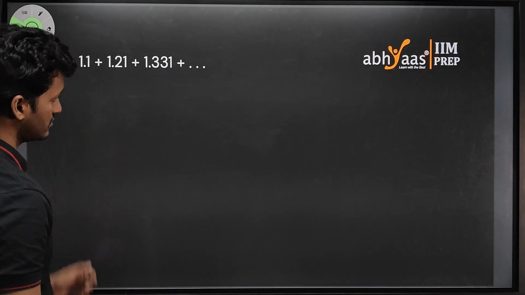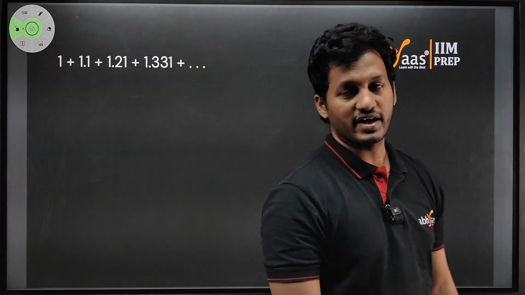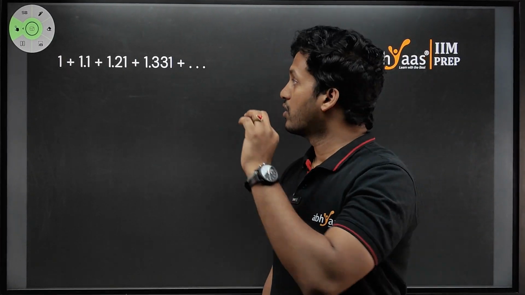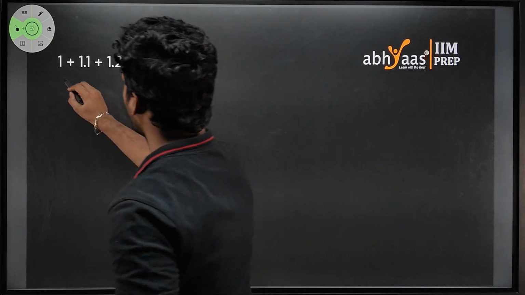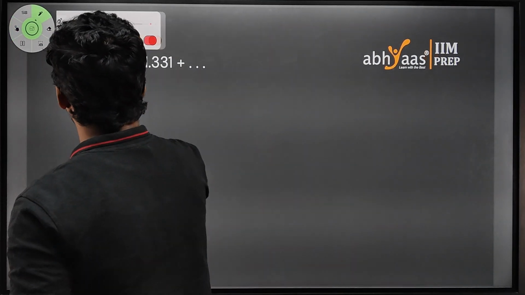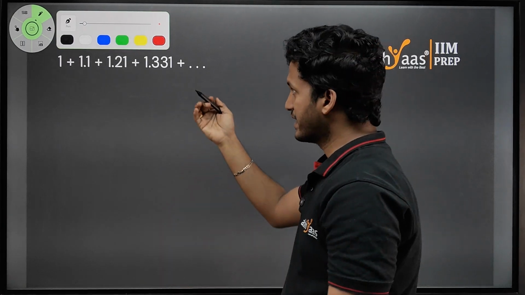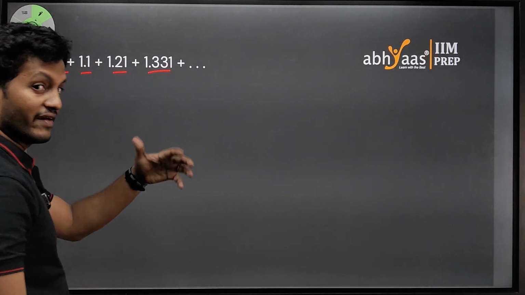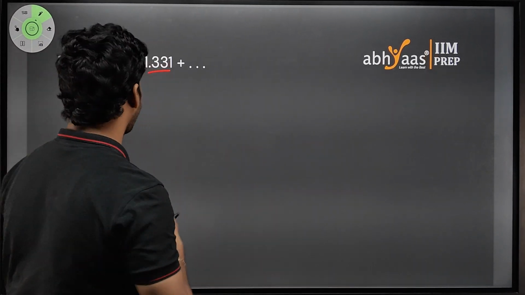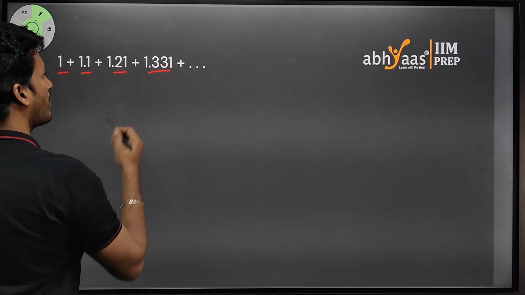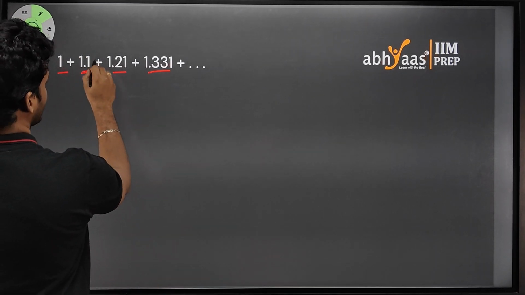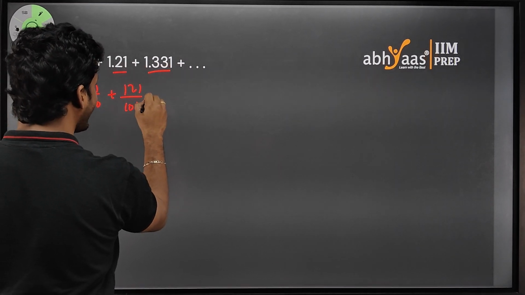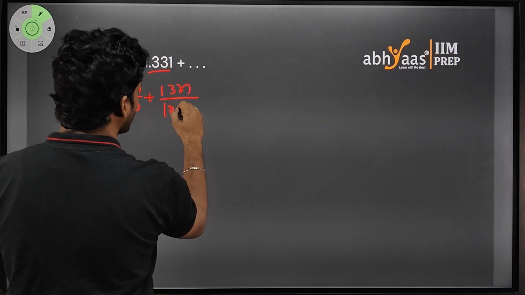In this problem, this is what I was discussing in the starting of the class. Whenever you get any series like this, first of all, let's see which type of series it is. Can I write this in any type of progression? Yes. When I see these numbers 1, 11, 121, 1331, they are like powers of 11. So what will be the common ratio? Obviously 11, but there is a decimal, so let us write it as 1 plus 11 by 10 plus 121 divided by 100 plus 1331 divided by 1000, like that.